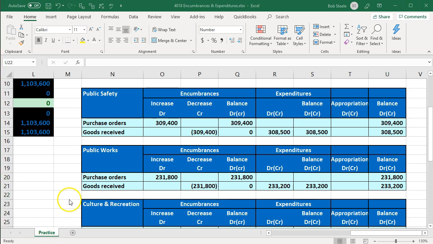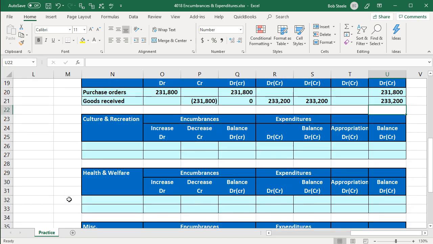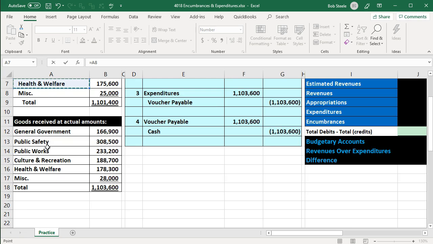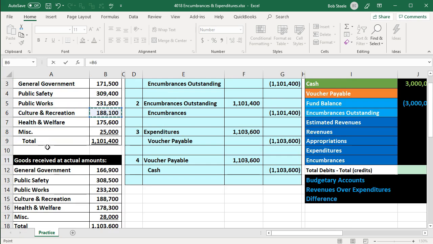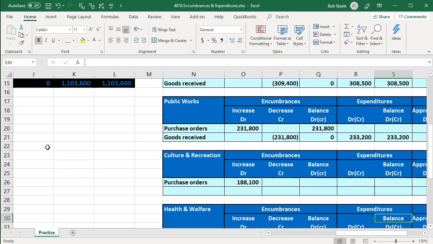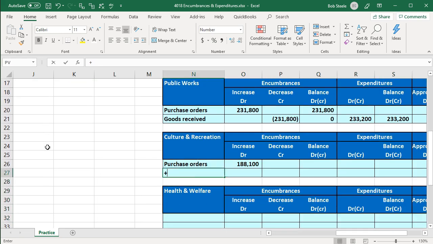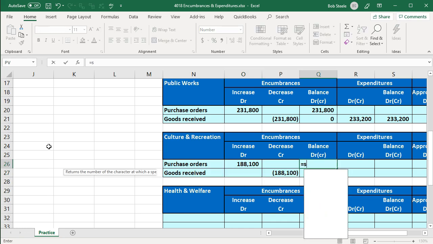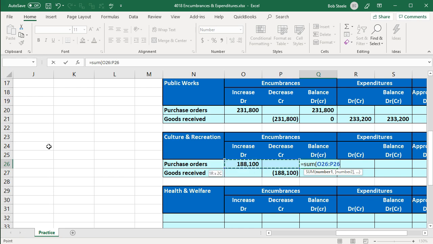We'll do this again. And so now we're on culture and recreation. So culture and recreation is going to be equal to same purchase orders, increase in the encumbrance. So we'll scroll back up top. Culture and recreation, there it is. And then we're going to say that we received the goods. We received all of them. Therefore, this is going to go back down to 0. I'm just going to say negative of that number. And then I'm going to sum this up, equals the sum of these two. Whoop, something funny happened there. Let's try that again. I missed the equals. The sum of these two, enter.